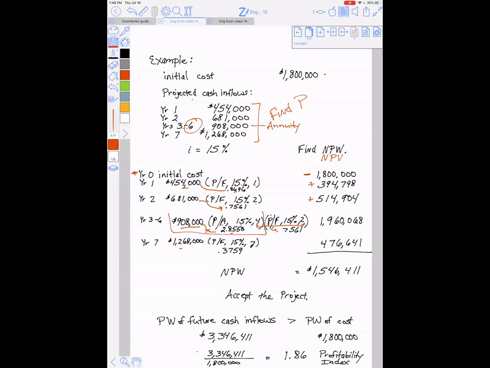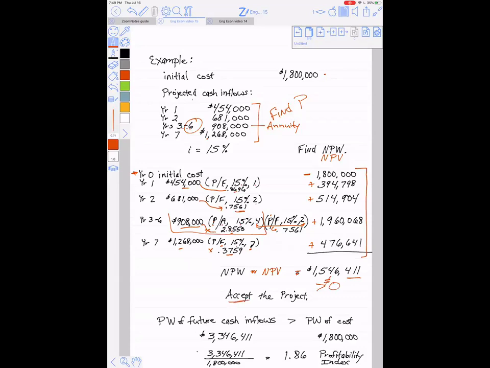Year 7, we have a single cash flow out in the future, so find P given F, 15%, and that happens in year 7. So there's that factor there, multiply, and we get a positive present value of that future cash stream. So what we want to do now is sum them, right? So we add up this entire column of numbers, and we get approximately 1.5 million. You might get a little different here at the end, depending on how many factors your interest tables go out to, but it's around $1.5 million. That's net present worth, also known as net present value, and that is greater than $0, so we accept the project.